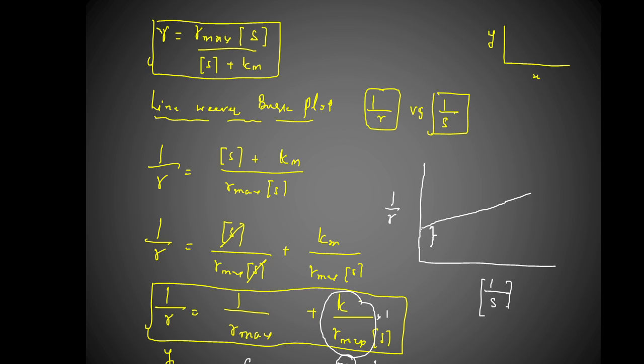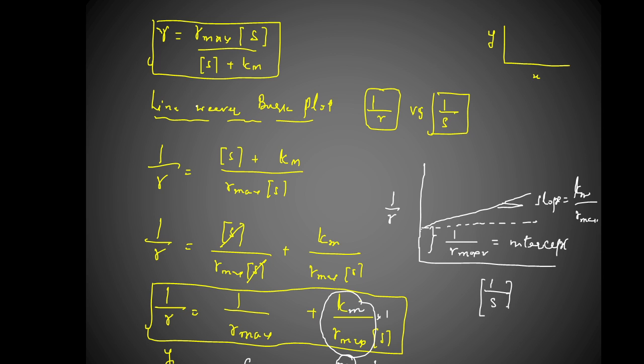So what is this over here? This is the intercept, and this intercept is equal to 1 upon the maximum rate, that's R max. And this is the slope of the graph. Slope is equal to tan theta, and slope is equal to Km divided by R max. So these are the terms which you have to remember. Slope is equal to Km divided by R max, and intercept is equal to 1 divided by R max.